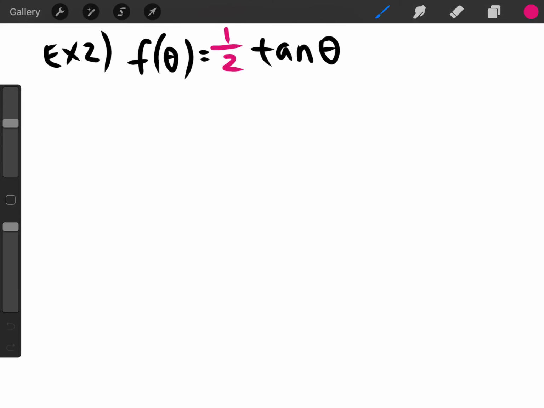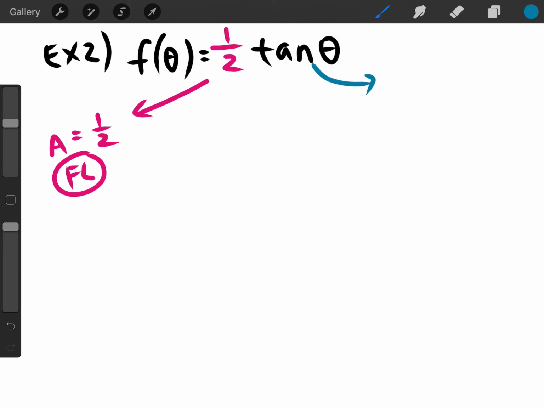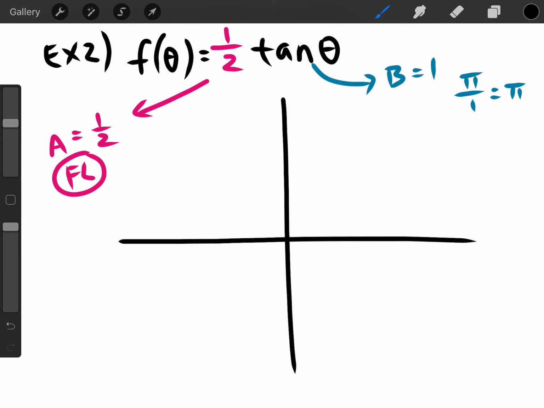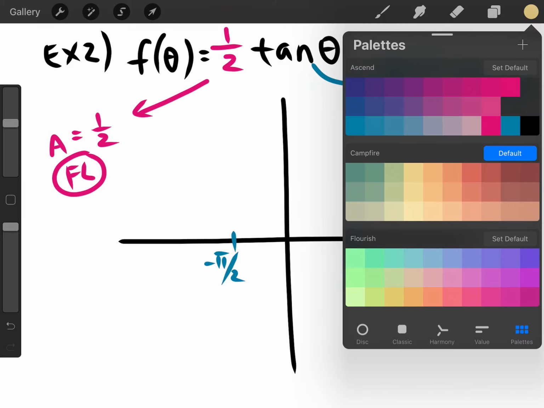This time we're going to have a flatter one. The a value is 1/2, which means it's going to be flat. The b value is 1, which means your period is pi over 1, which is pi. On the XY axis, half of the pi is on the positive side, so it's pi over 2. The other half is negative pi over 2. This time I'm going to ignore drawing the asymptotes. So let's draw the parent function.